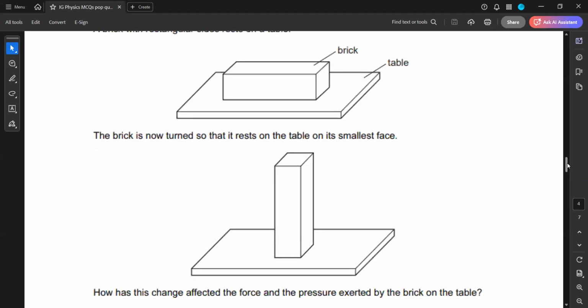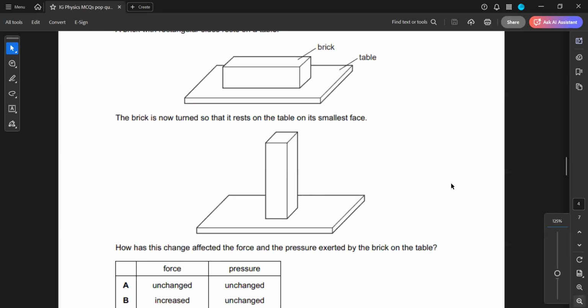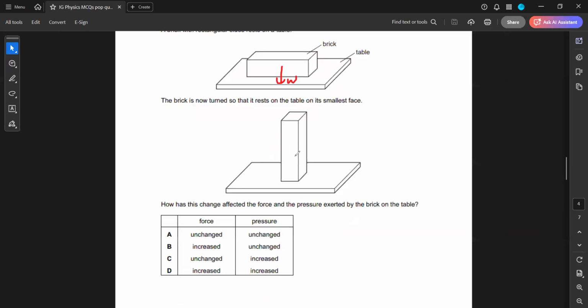Question 6. As you can see, a block was initially placed horizontally and now it is placed vertically. What happened to the force? The force is the weight. The weight of an object does not change because we did not move the object to a place where gravity is different. The object is in the same place, we only stood it vertically. If it has a weight of 30 Newton, it will still have a weight of 30 Newton. So the force or weight will be unchanged.